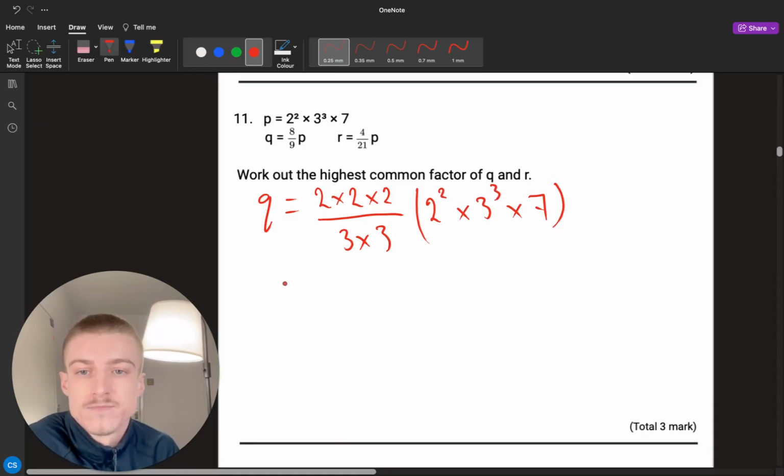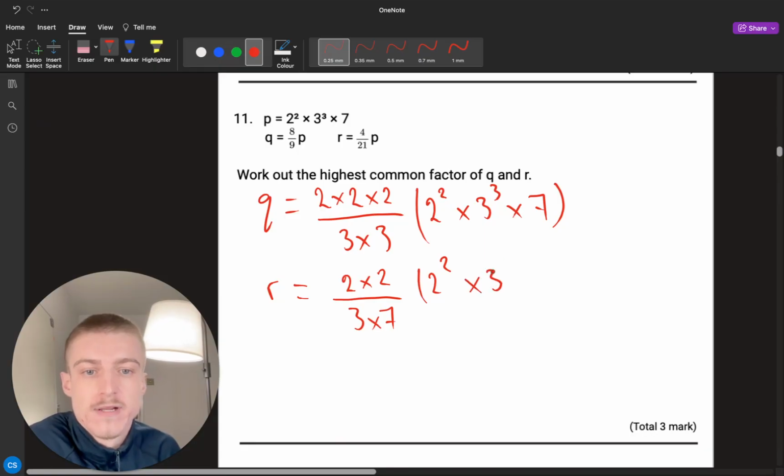Now r is 4 over 21. So 4 is 2 times 2. 21 is 3 times 7. Okay. And that's again times p. 2 squared times 3 cubed times 7.